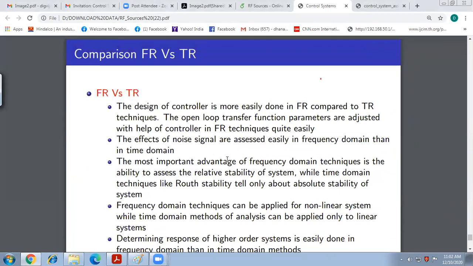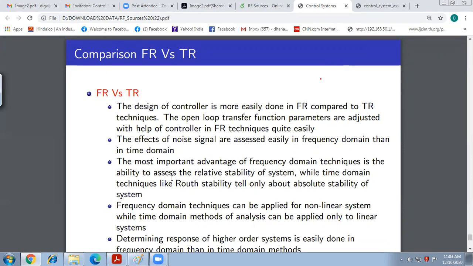The effect of noise signals is assessed easily in the frequency domain. Always when we have a system, some noise enters into the system. How well we are able to assess its introduction and how well we are able to filter it, we are much more comfortable with in the frequency domain rather than in the time domain. So noise effect is also one distinct point of comparison between frequency response and time response.